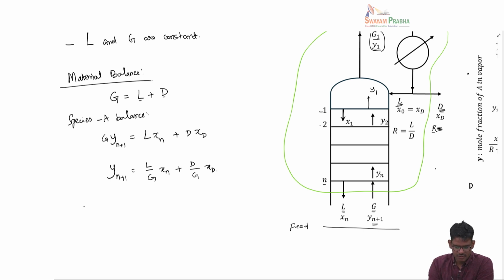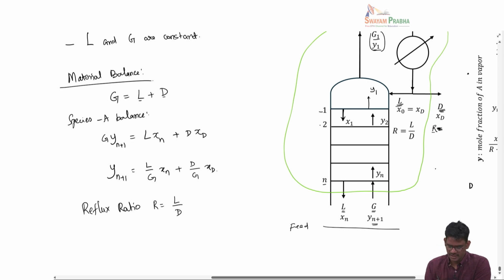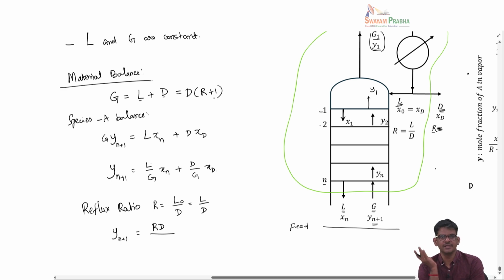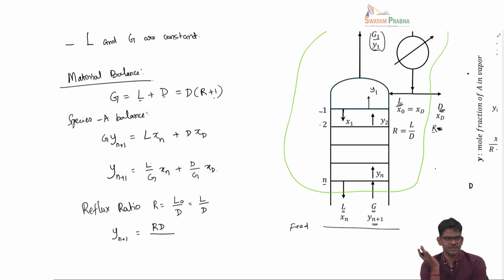In the last class I mentioned a reflux ratio defined as R equals L by D, or L naught by D, but we know that L naught and L are all the same now. So now I can replace this L with the reflux ratio. So y_{n+1}, L is R times D, and similarly here also I can write L as R times D, and G as D times (R plus 1). So we are basically writing the liquid and vapor molar flow rates in terms of the reflux ratio.